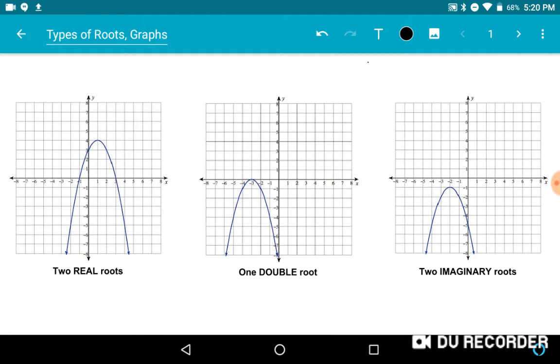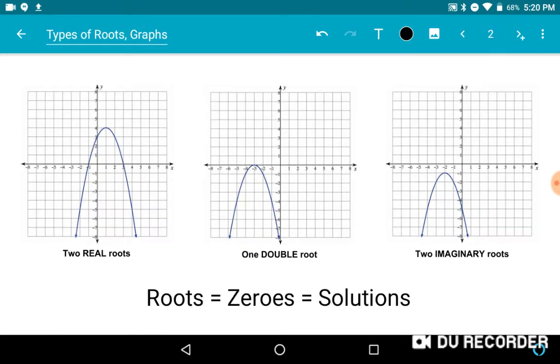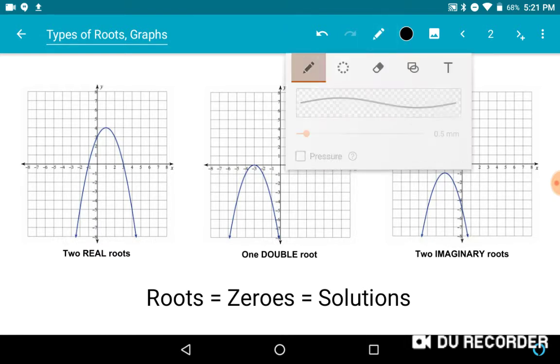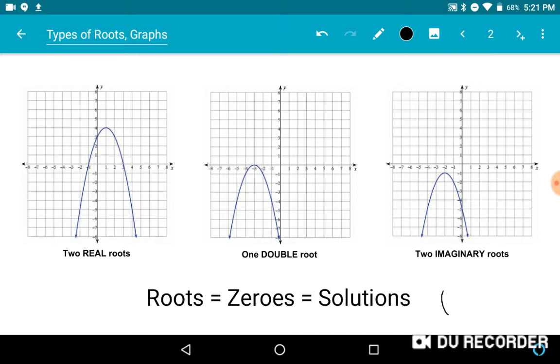First thing that you really need to know is what is a root. So roots are the same thing as zeros or solutions. They're sometimes also thought of as x-intercepts, because any x-intercept that you have is also a root. It just has to be a real root if you actually see it on the graph like that.